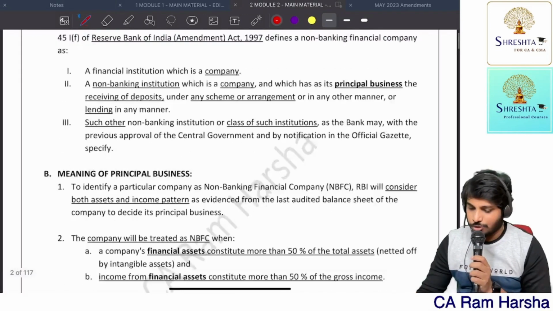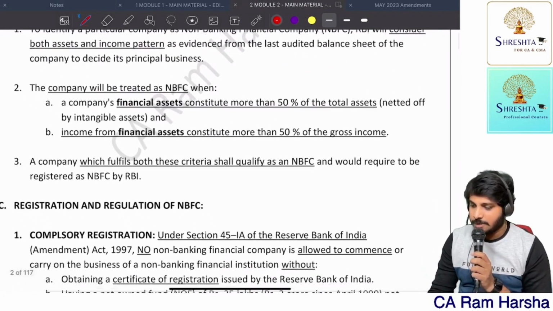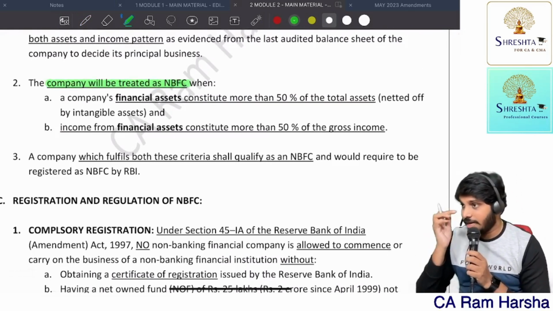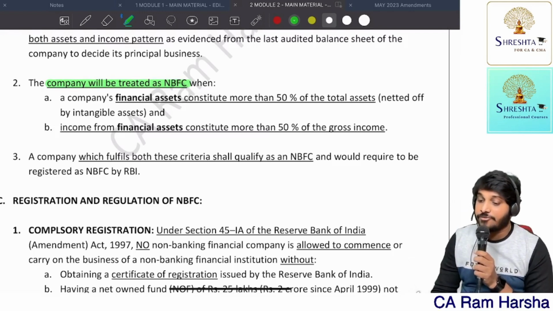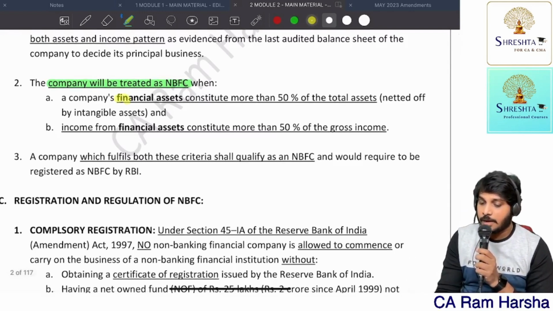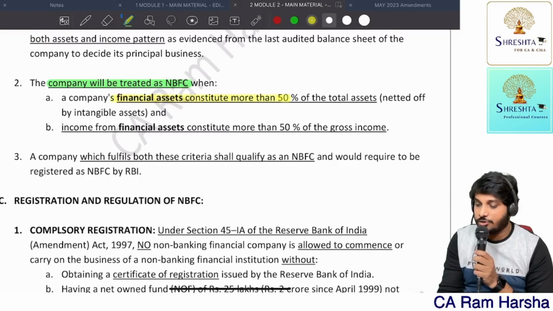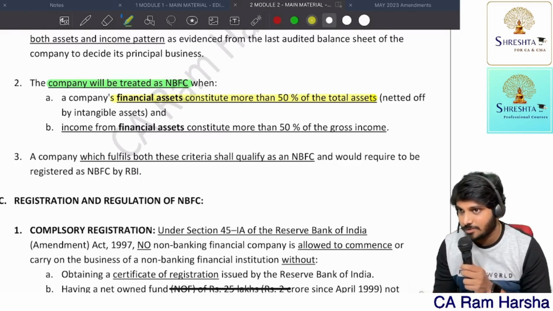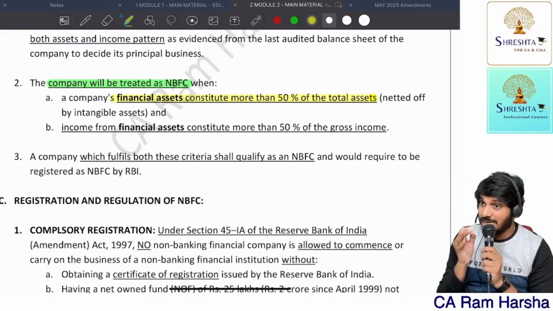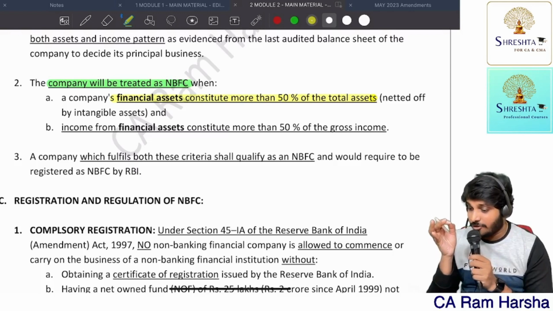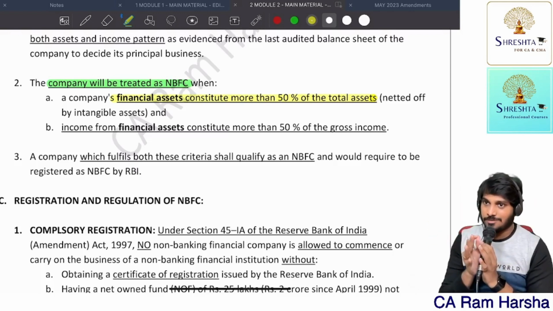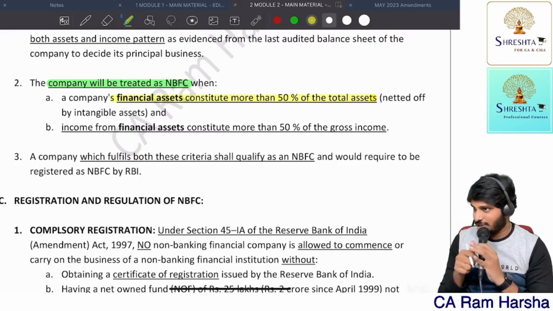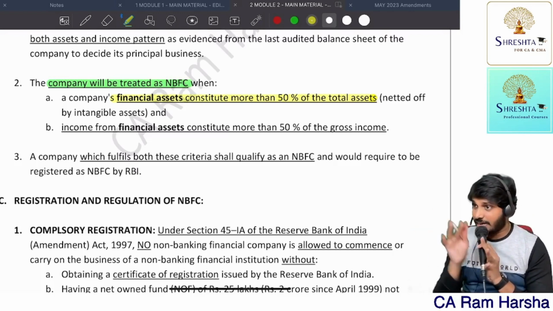It is there in our book also very clearly. What is principal business? A company will be treated as NBFC if the company's financial assets constitute more than 50% of the total assets, netted off by intangibles. Fixed asset is not a financial asset. Investment is a financial asset. Inventory is not a financial asset.